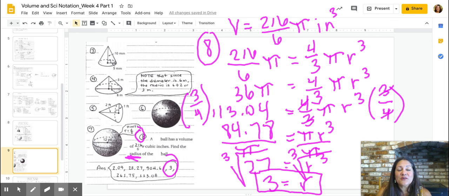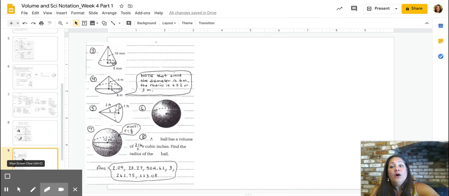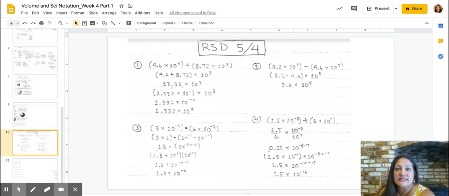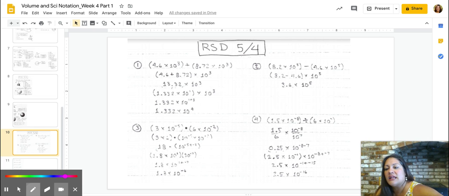Okay, so there is volume of cones and spheres. Here we go. Whew. All right, so last week we really did a volume of a cylinder, so I guess this wasn't a review. It was a continuation of volume, so I misspoke there. But now we're going to look at scientific notation. That is our next assignment here for week 4, part 1. And look at this. Numbers 1 through 4 are done for us. How cool is that? So let's give it a go.